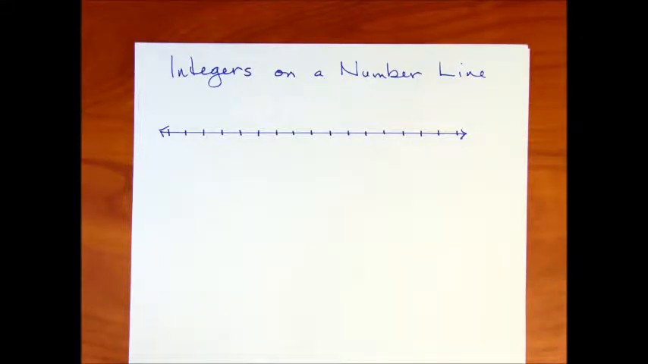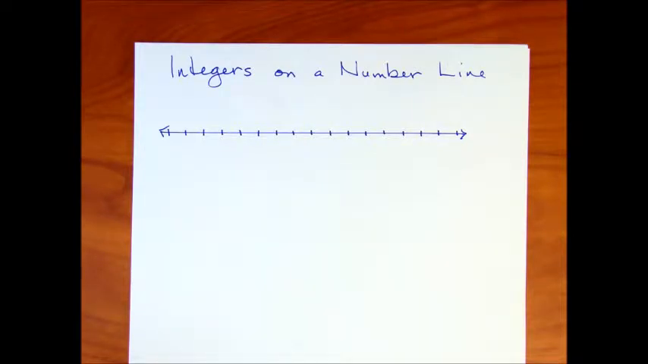So I want to talk a little bit about integers. Now, integers are signed numbers, and that means negative numbers, positive numbers, also including 0. And in this video, I want to just show you how to graph an integer on a number line, and just number lines in general.